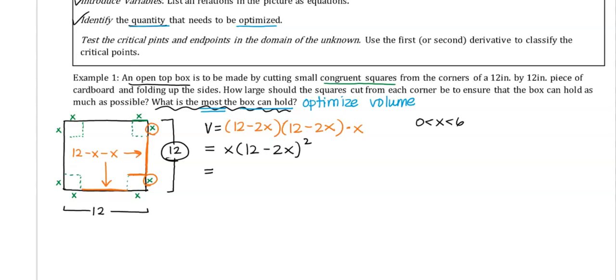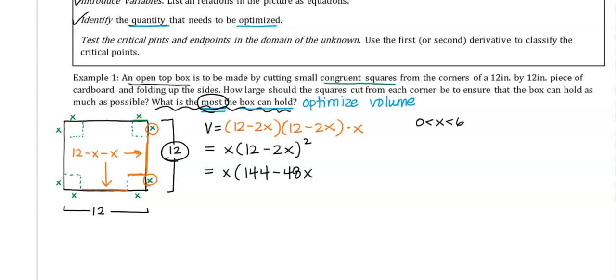So we want to optimize this volume. We want to maximize it more specifically because it says most. So we're going to be taking the derivative of this expression. In fact, I'll go ahead and multiply this out. I was going to do product rule, but I'll multiply this out and use that to take the derivative. So we would need to FOIL this expression.